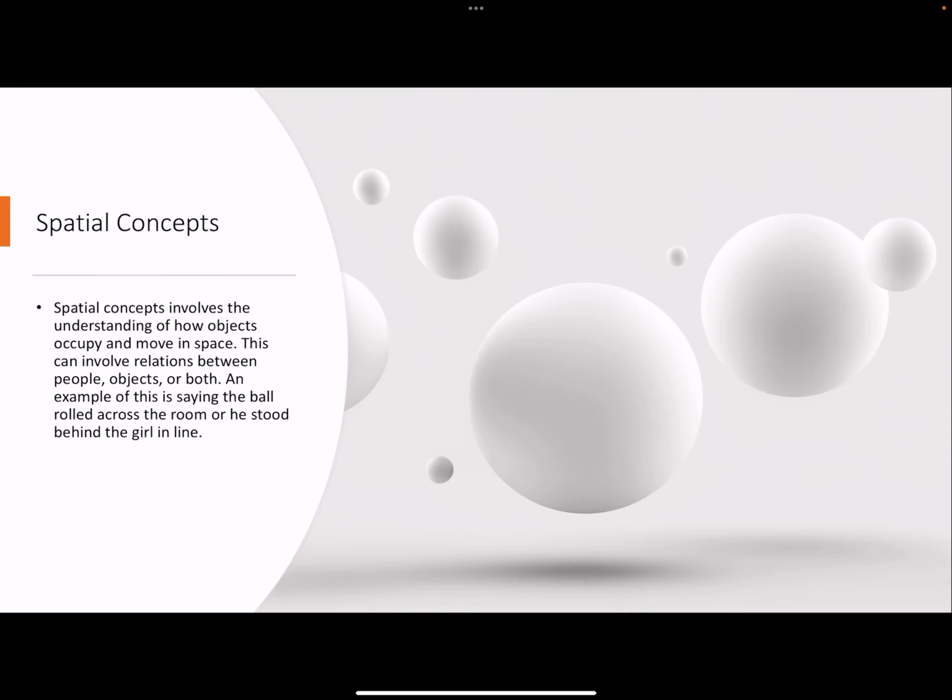The next one was spatial concepts, which involves the understanding of how objects occupy and move in space. So this can involve relations between people, objects, or a combination of both. An example of this is saying that the ball rolled across the room, or he stood behind the girl in line. The stick was dragged through the sand, things like that.